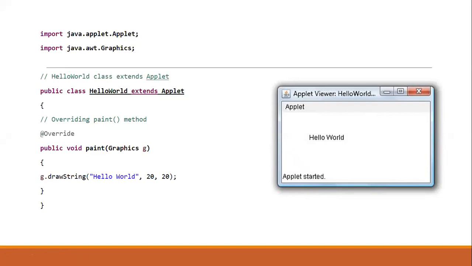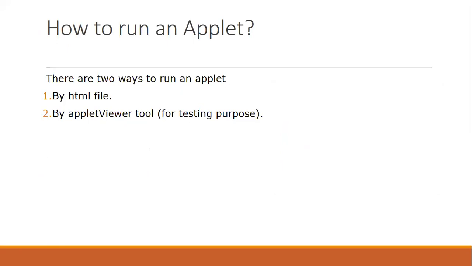Now check it out, how to execute the applet. There are some different mechanisms to execute or run the applet. There are two ways we can run the applet. It is not the normal way we are going to execute it. We can run the applet by an HTML file, or another way is by the appletviewer tool. So these are the two mechanisms.